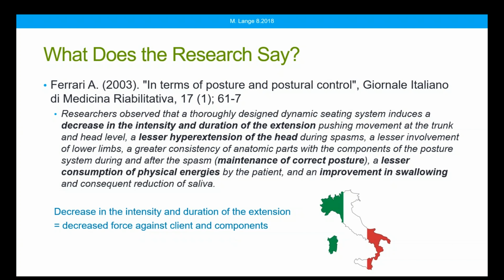And there was, this next sentence is a little confusing because of the language barrier, but basically the client was staying in alignment with the seating system. So if somebody is really extending within their seat, often we see quite a bit of shear. They're moving across the surfaces of the seating system because the seating system isn't moving with them. So this posture was maintained. There was also less energy exertion from the patient and an improvement in swallowing and less secretions.